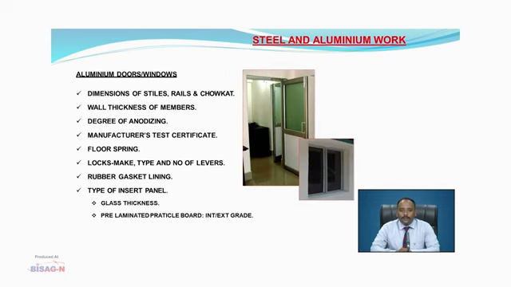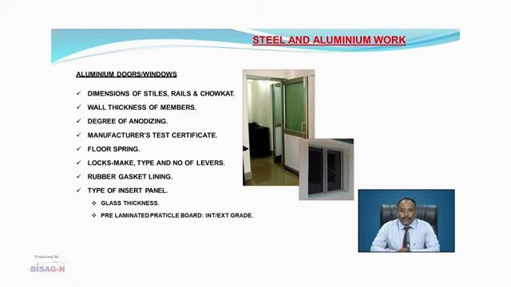The next important aspect is the aluminium doors and windows being used. The dimension of stiles, rails and chowkat has to be checked and accurate. The wall thickness of the various members has to be in sync with the construction activity. The degree of anodizing has to be as per the specifications of the contract agreement. Various manufacturers' test certificates and random test certificates have to be obtained prior to the incorporation of material into construction activity.